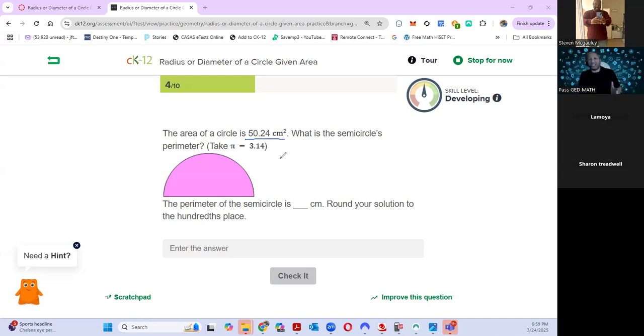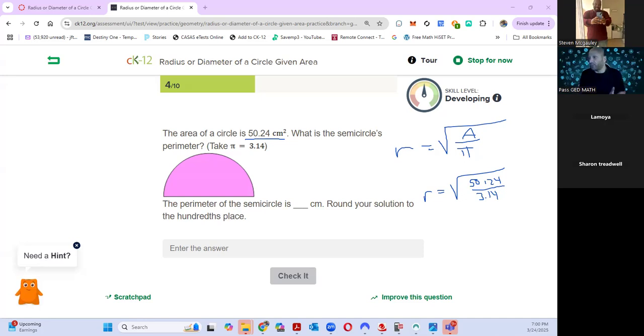Didn't you just tell us a formula to figure the radius out? You said the radius is the square root of the area divided by pi. So since they already gave us the area, I can find my radius by taking the square root of 50.24 divided by 3.14, right? They just gave it to us.